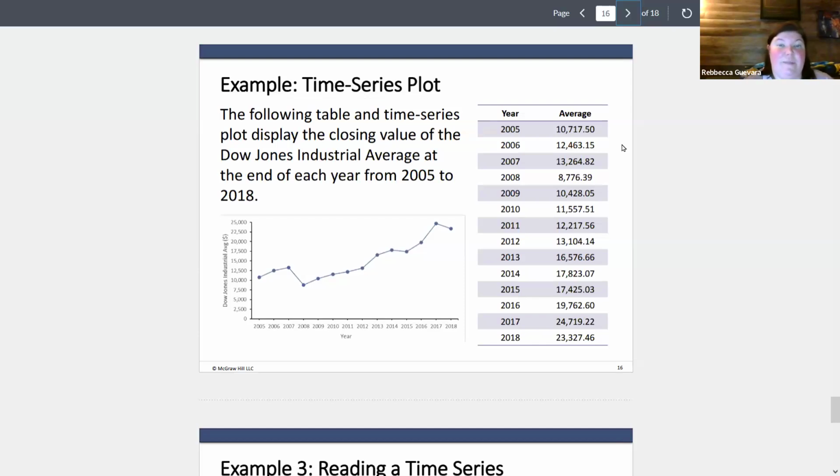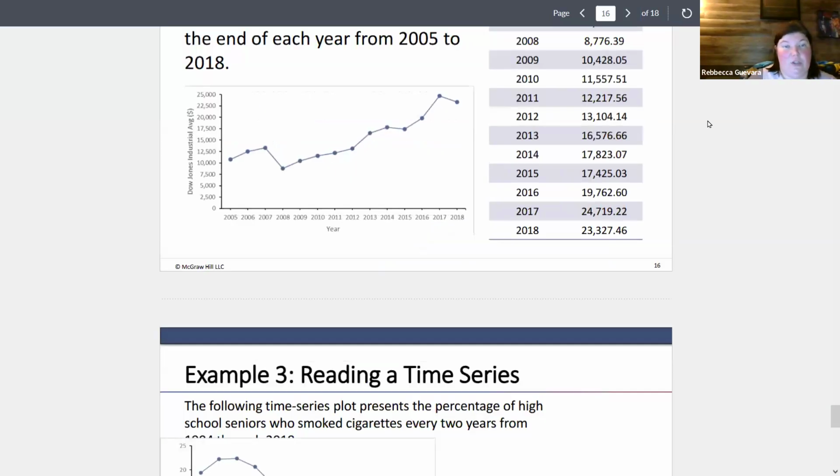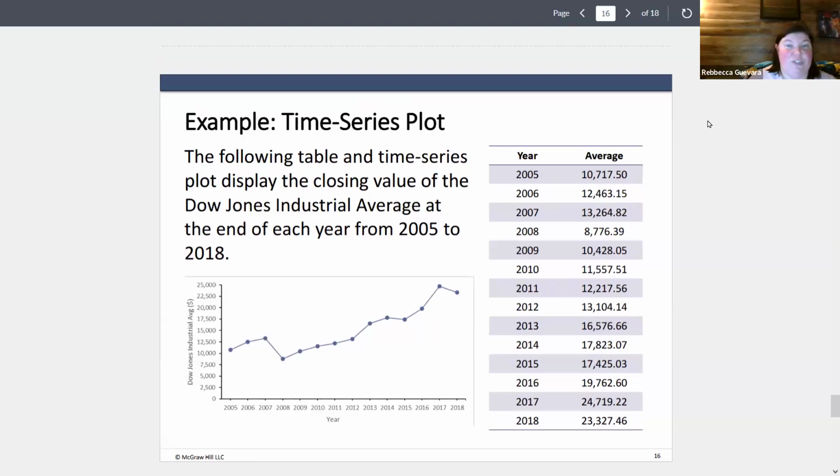In this case, the following is a time series plot displaying the closing value of the Dow Jones Industrial Average at the end of each year from 2005 to 2018. So we put all those years on the bottom. In 2005, we had about a little over 10,000, so we make sure we put a little plot there.